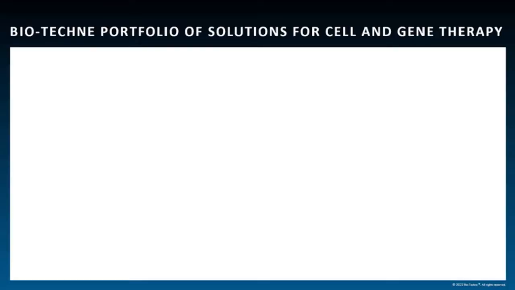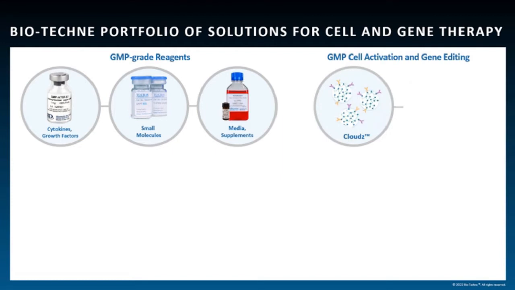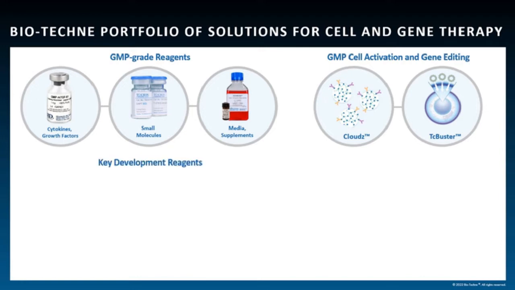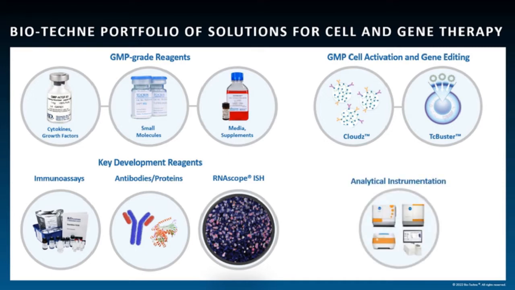Bio-Techne has a broad portfolio of manufacturing and analytical solutions for biopharma and cell and gene therapy applications. These include a wide variety of GMP-grade reagents, including cytokines, growth factors, and small molecules, and media and supplements. We also have next-generation reagents for cell activation as well as non-viral gene editing under GMP conditions. We also offer a wide variety of critical research reagents, including industry-leading immunoassays, antibodies, proteins, and ISH technologies. And lastly, through our ProteinSimple brand, automated analytical instrumentation, which will be the focus of today's talk.